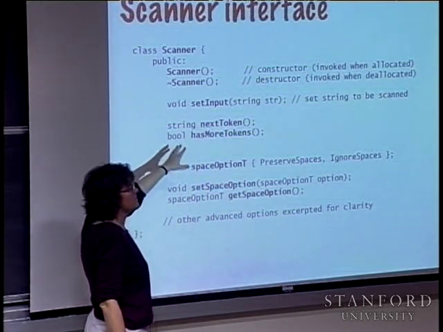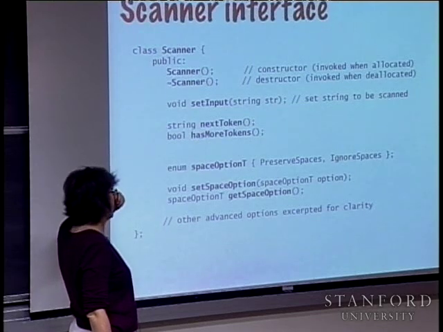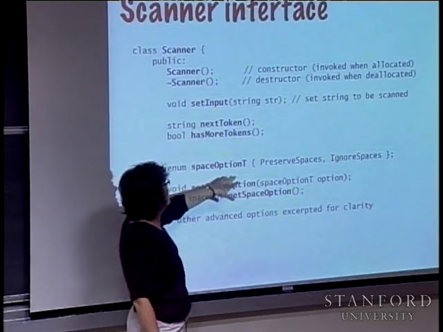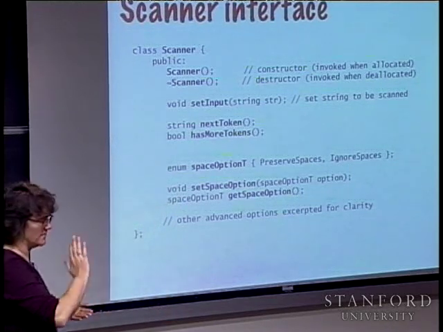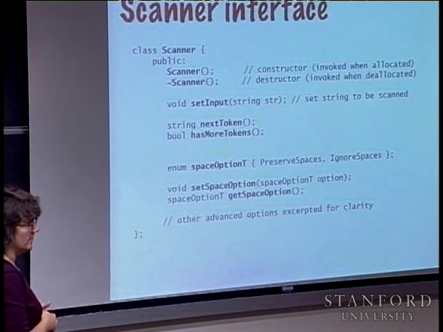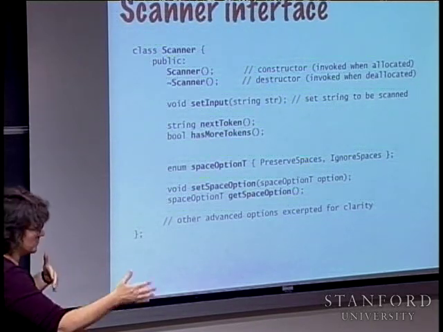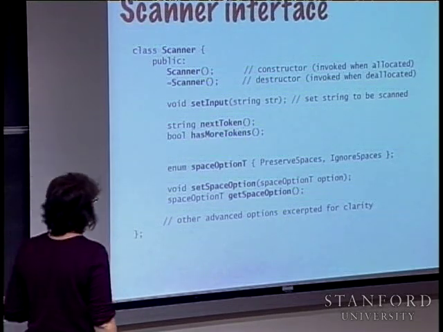So if you ask and there's only spaces left in the file, it will say there are more tokens, and as you call next token, it will return those spaces as individual tokens. If you instead have set the space option to ignore spaces, then it will just skip over all of those, and if all that was left in the file was white space, when you ask if it has more tokens, it will say no. And when you ask for a token and there's some spaces leading up to something, it will just skip right over those and return the next non-space token.